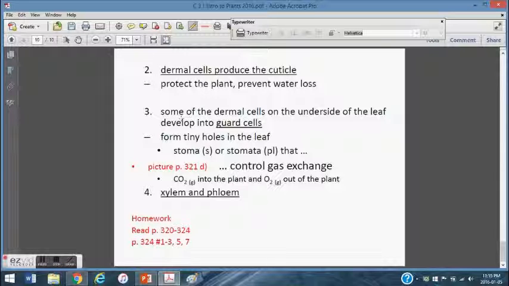Now, some of the dermal cells on the underside of the leaf develop into guard cells. These guard cells form tiny holes in the leaf, which are called stoma, if we're talking about one of them, or stomata. There's a picture on page 321. And these stomata control gas exchange. They allow carbon dioxide into the plant, and they allow oxygen out of the plant. Finally, the other type of specialized tissue are xylem and phloem. They are not part of ground tissue.